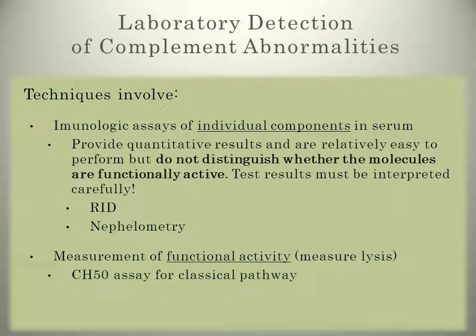So there's an assay known as the CH50. This assays the classical pathway. There's a link on Blackboard for you to explore, learn a little bit more about this assay. There's an AH50 that tests for activity in the alternative pathway, and there's a number of ELISA methodologies out there.